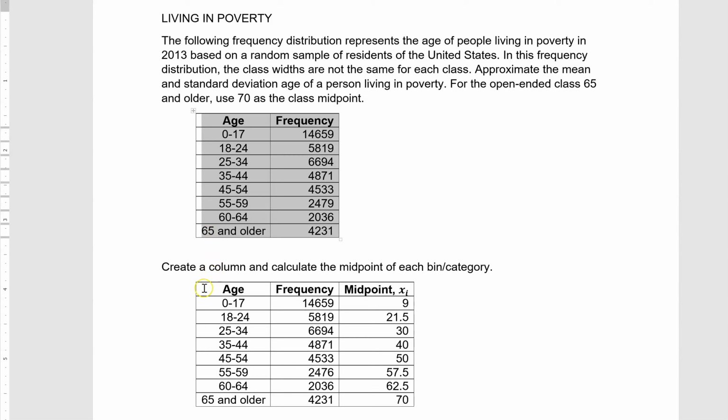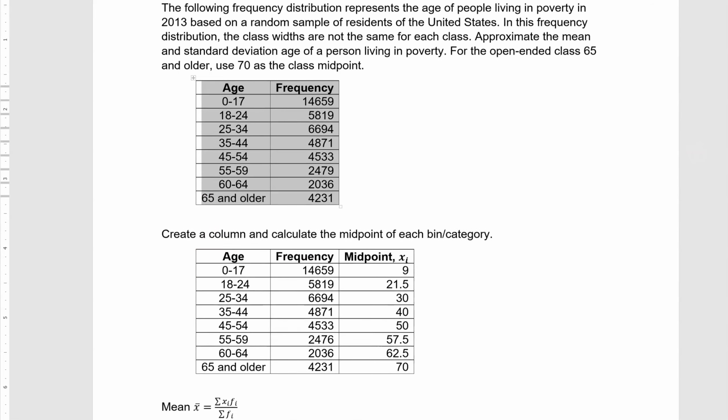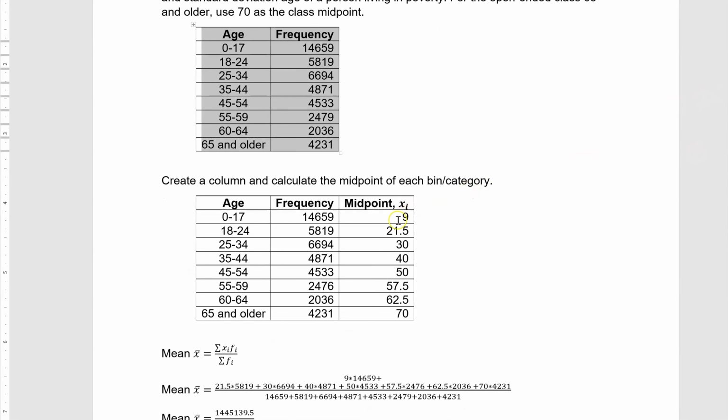The first thing that I did for calculating the mean was to create a new column called the midpoint. The midpoint is where I figure out, with this bin of 0 to 17, what is the middle age? I take the 0, that is the lower class value, and then the 18, which is the next lower class value. I add those together and I divide by 2. That is how I came up with the midpoint value of 9 for the bin of 0 to 17.